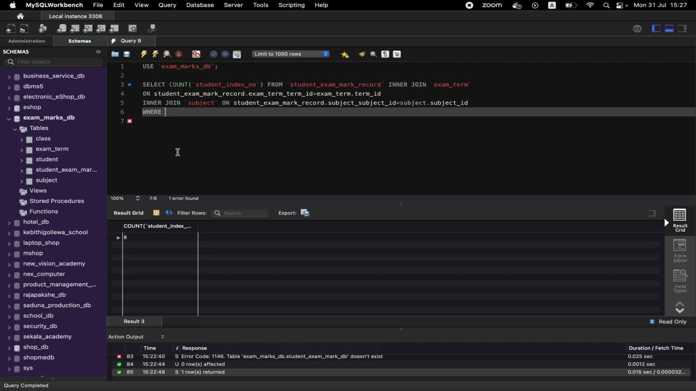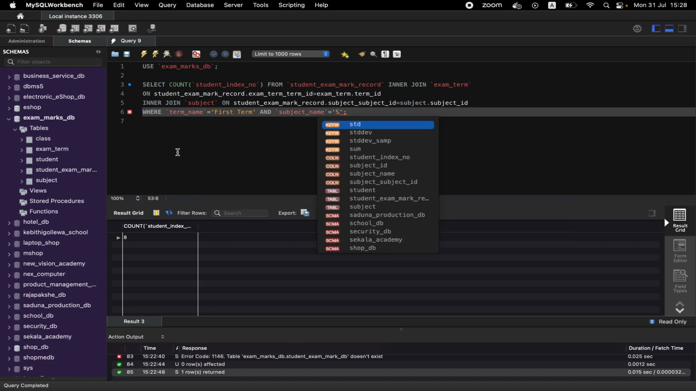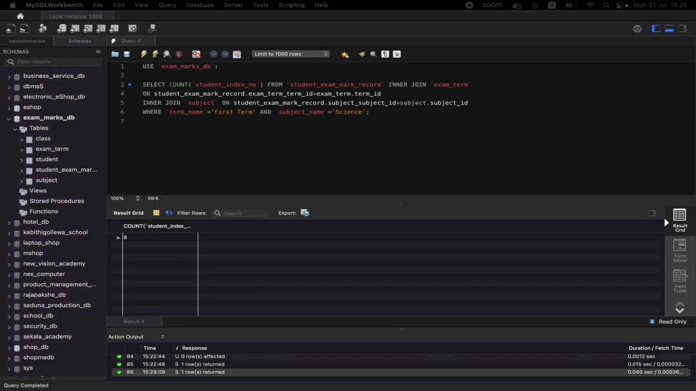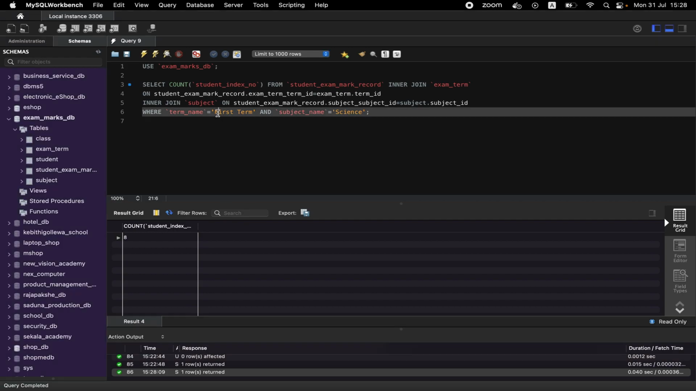Where term name equals first term and subject name equals science. So the answer is 8. 8 students in the first term did the science subject.